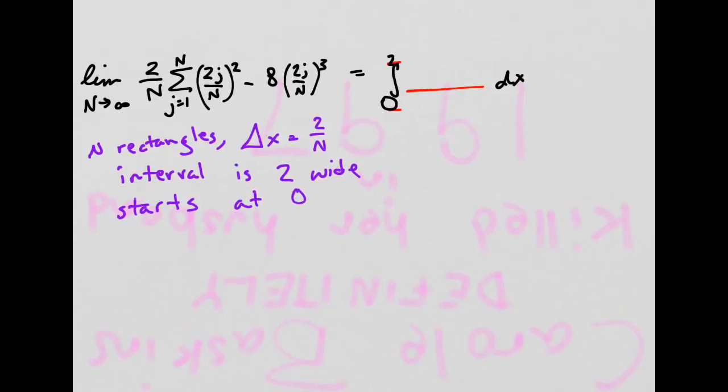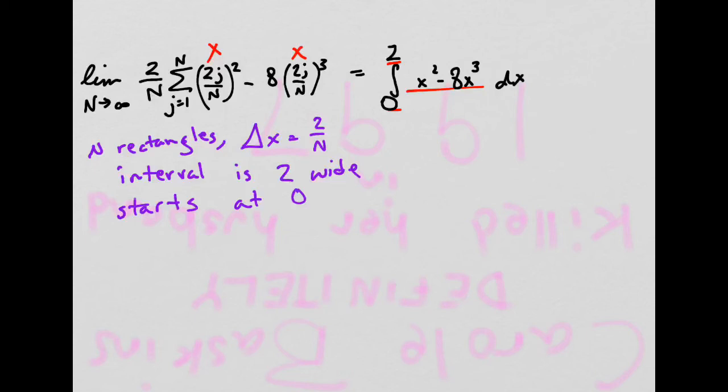Actually, let's undo that and let's write that again. So 0 to 2, and then of what function? We look at this and we see this 2j over n appearing twice, and so we have squared and we've got cubed. And so these are our x values. So x and x. So our function is going to be x squared minus 8x cubed.